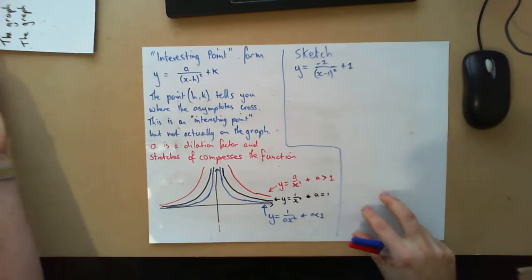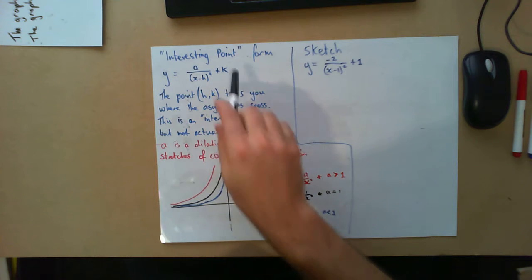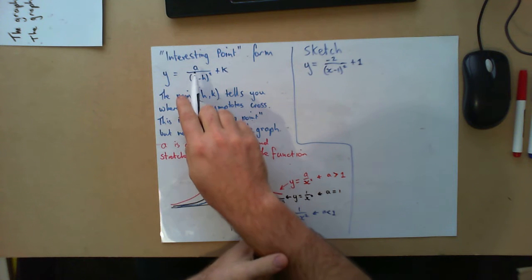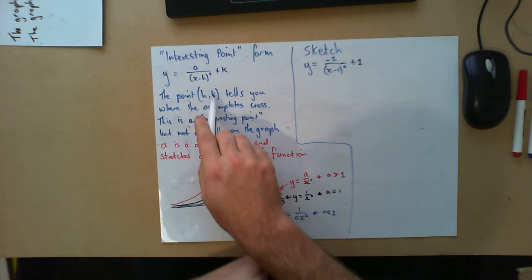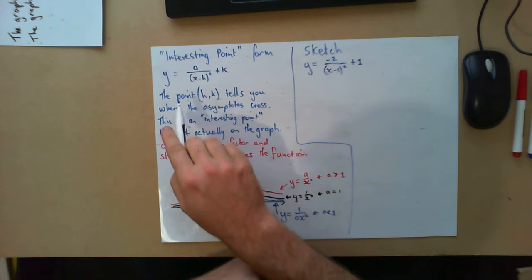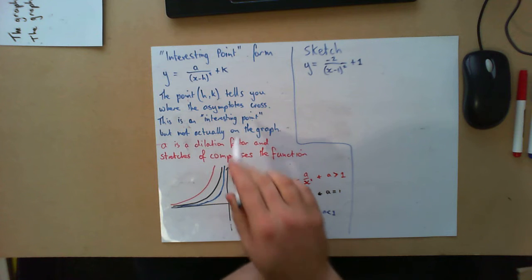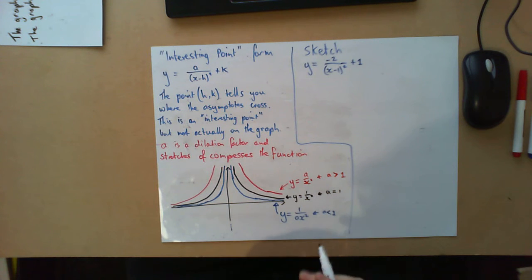So got a bit more that we need to talk about. As I probably have told you about our hyperbola, we've got our interesting point form, and it's going to be basically exactly the same as for our hyperbola. So this time we've got a on x take h squared plus k. The point h, k, so I'm going to change the sign in this bracket, tells you where the asymptotes cross. So this is our interesting point, but not actually on our graph. That's important. And a is a dilation factor that stretches or compresses our function.